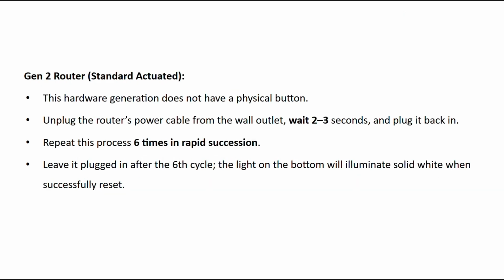For Gen 2 router, standard actuated. This hardware generation does not have a physical button. So unplug the router's power cable from the wall outlet, then wait for 2 to 3 seconds and plug it back in. Repeat this process 6 times in rapid succession. Then leave it plugged in after the sixth cycle. The light on the bottom will illuminate solid white when successfully reset.